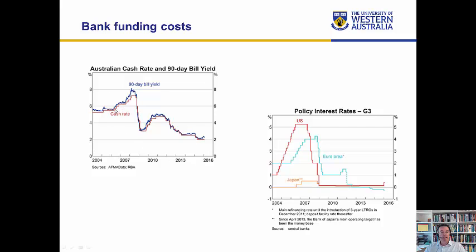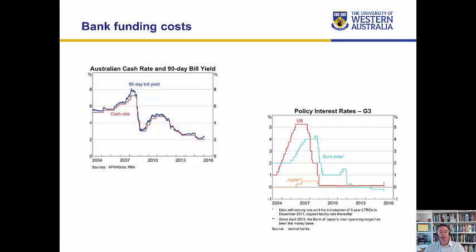But the important thing here is the movement in the 90-day bill yield. Now, 90-day bill yield, you need to understand what a bank bill is. A bank bill is a financial instrument that banks issue into the marketplace when they want to borrow money. So when banks want to borrow money from financial markets to finance their loan book or to undertake more lending, they issue bonds and bills typically.